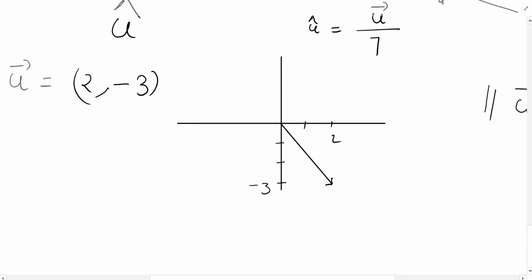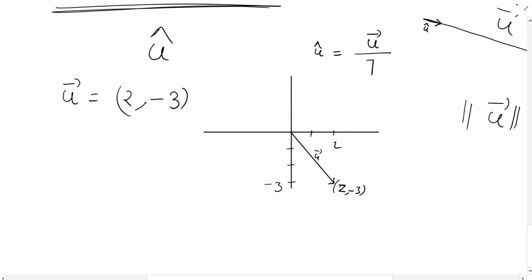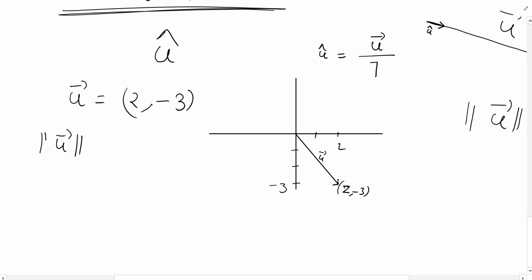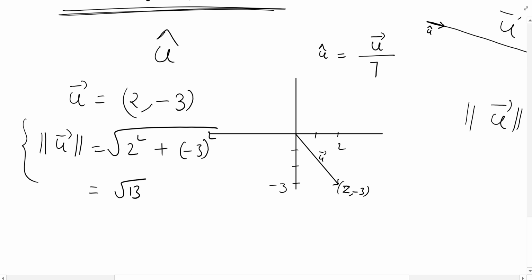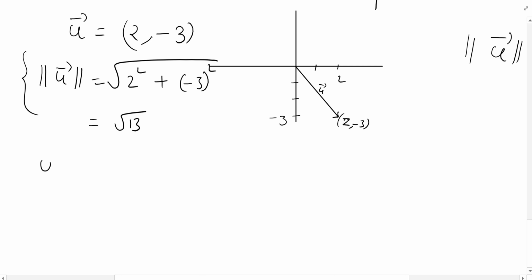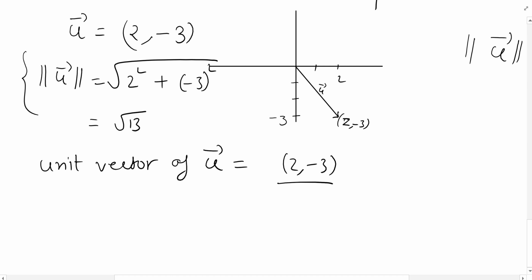Right? So its length is going to be the square root of the sum of the squares of the components. So this is my u vector, 2, -3. So the length of this vector u, or the magnitude, equals the square root of 3 squared and 2 squared, summed, and the square root of that. So 4 plus 9 is 13. Right? So I know the length of u vector, the magnitude of u. So the unit vector of u vector equals the u vector itself divided by its magnitude, which is that.